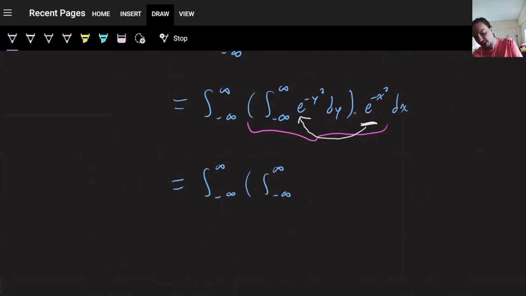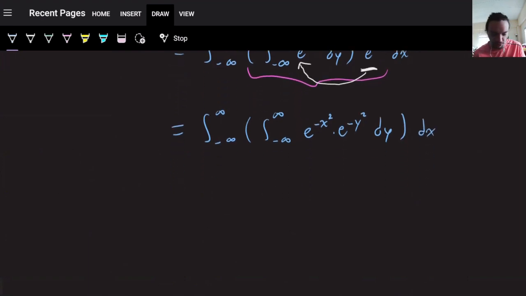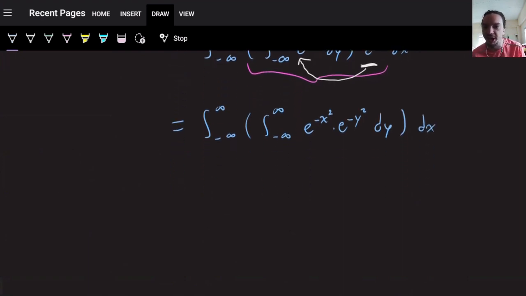So I'm going to take that e to the minus x squared, which doesn't depend on y, so it's a constant with respect to y, and I'm going to put it into the y integral. Okay, and now we have something that looks suspiciously like a multivariable integral. So if you haven't done Calc 3, that's okay. This is the only part in which we're going to use a tiny bit of Calc 3, and I'm going to say what exactly we're doing, so don't worry about it.